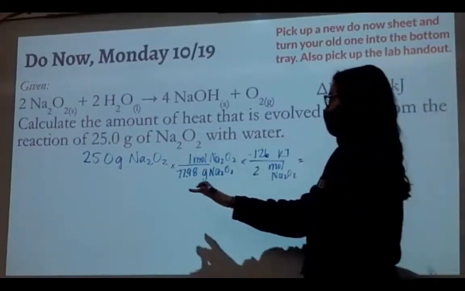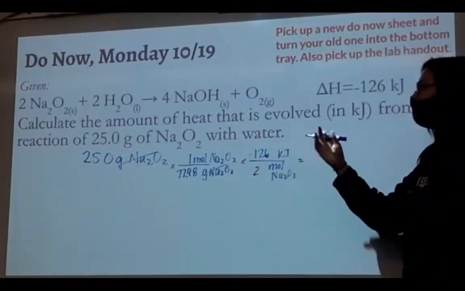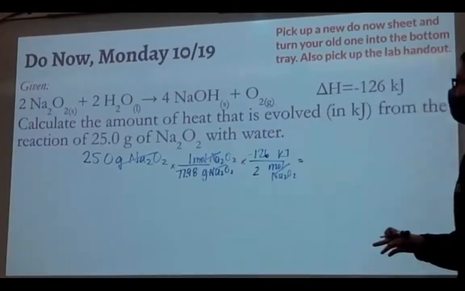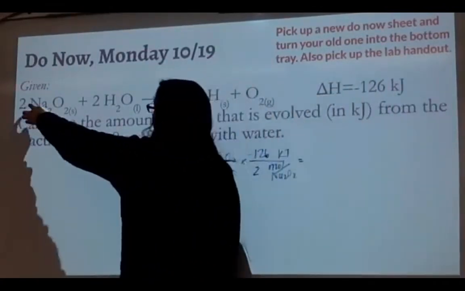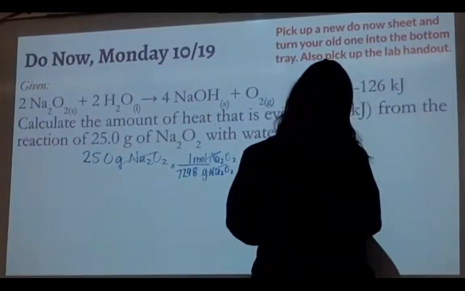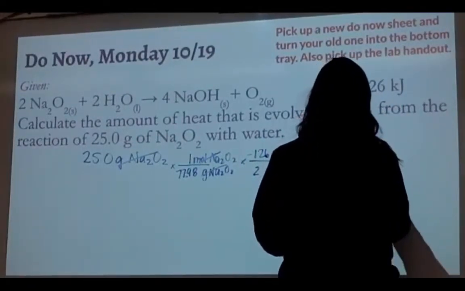So again, if we look at what we did, we took our given information, which was grams, we went to moles. You always want your given information to go to moles. Then we converted from moles to kilojoules. Notice how this is not 1 mole of Na2O2. It's whatever your coefficient is in the balanced equation. So we take 25 times negative 126 divided by the quantity 77.98 times 2, negative 20.2 kilojoules.